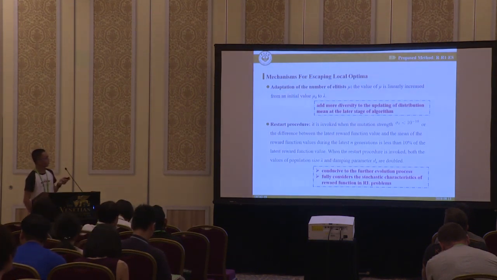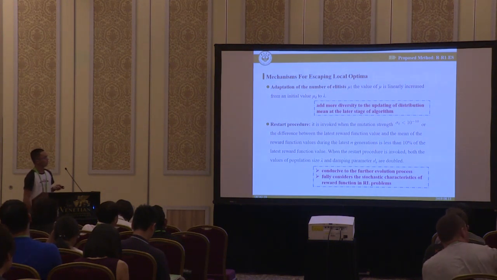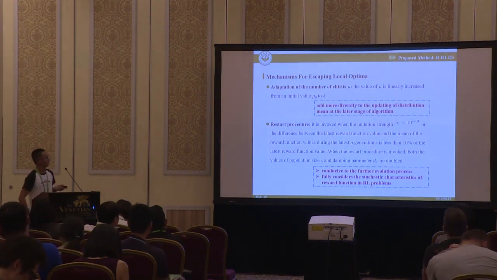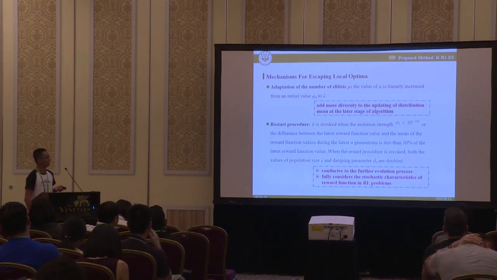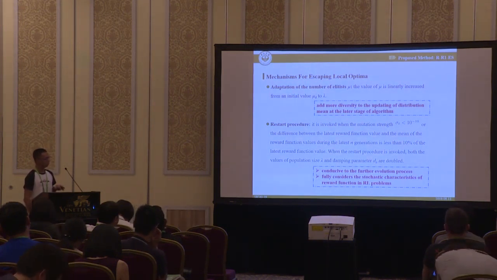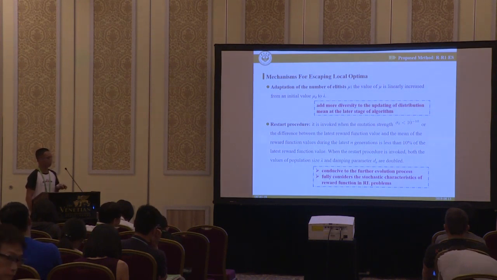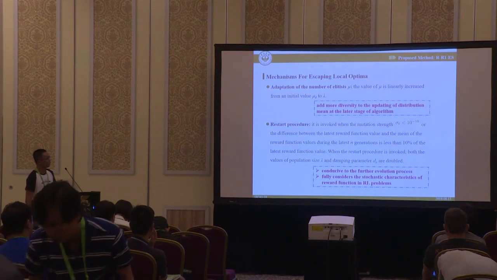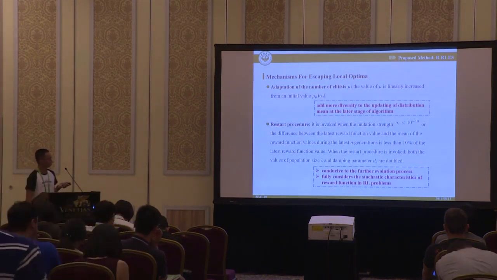Two procedures for escaping local optimum. The first one is the adaptation of the number of entities. This can add more diversity to the population, and also the adapting of distribution mean at the later stage. The second one is the restart procedure.